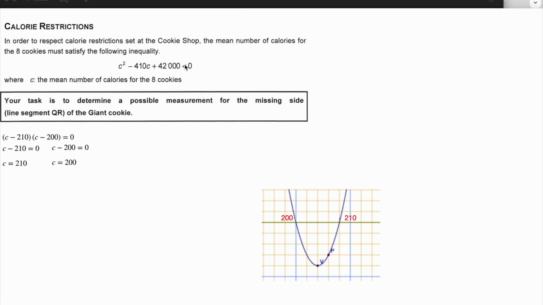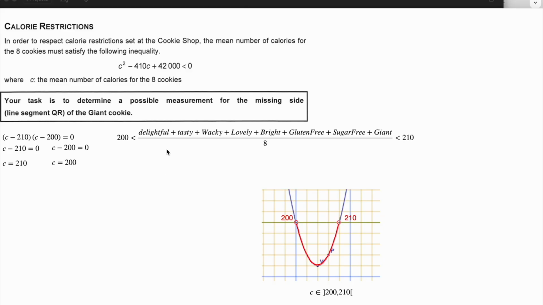We want to know when the parabola is less than 0. We're talking about this region. I put hollow dots here. The interval for when it's less than 0 is when C is between 200 and 210, not including the 200, not including the 210. It means our calories have to be greater than 200, but less than 210.